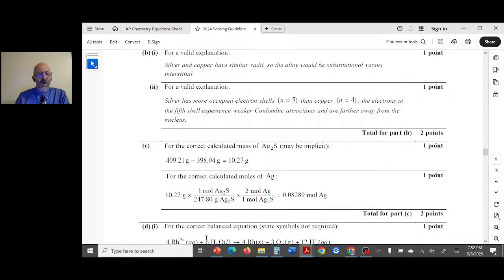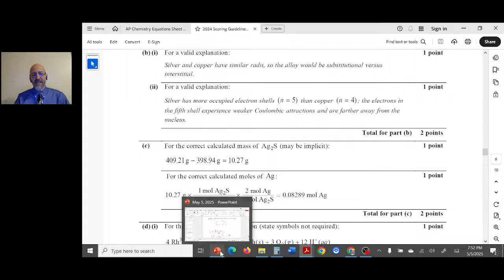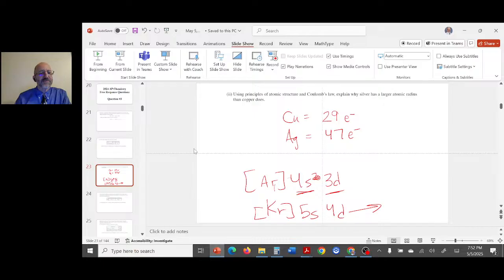All right, let's go back to our next question. Again, you've got these scoring guidelines. I'm not going to read them necessarily, I'm just trying to call your attention to maybe some mistakes that students will make. They might just say more electrons, or size gets bigger as you go down, but definitely talk about the electron configuration, greater number of occupied electron shells or energy levels.